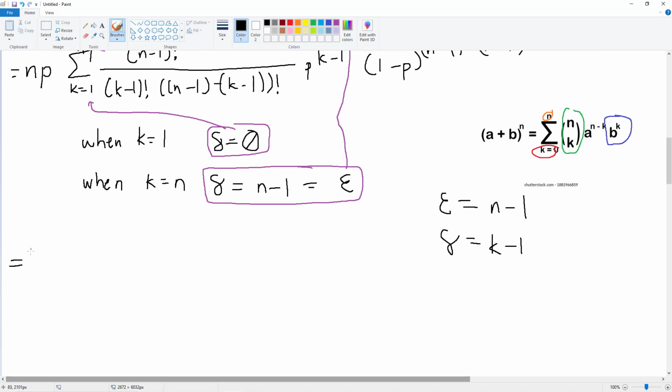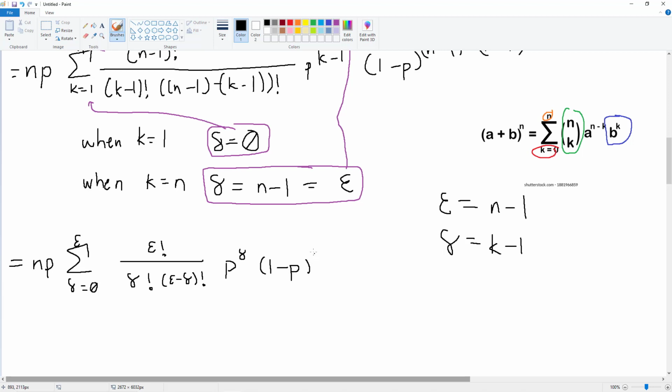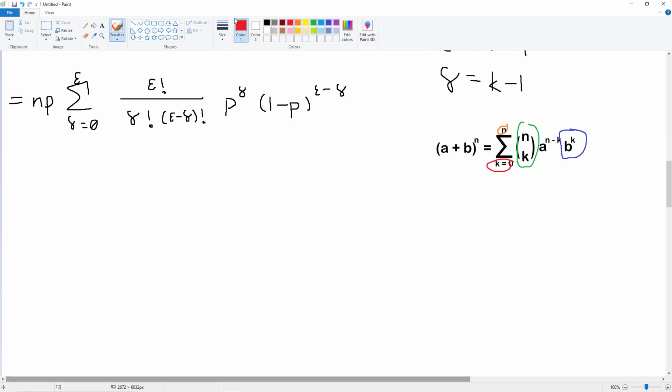Then let's just substitute every single n minus 1 with an epsilon and every single k minus 1 with a delta in the expression. Therefore, we get np times the summation from delta equals 0 all the way to epsilon of epsilon factorial divided by delta factorial times epsilon minus delta factorial, times p to the power of delta multiplied by 1 minus p to the power of epsilon minus delta. Then we could see that epsilon factorial divided by delta factorial times epsilon minus delta factorial is just the expression for a combination.